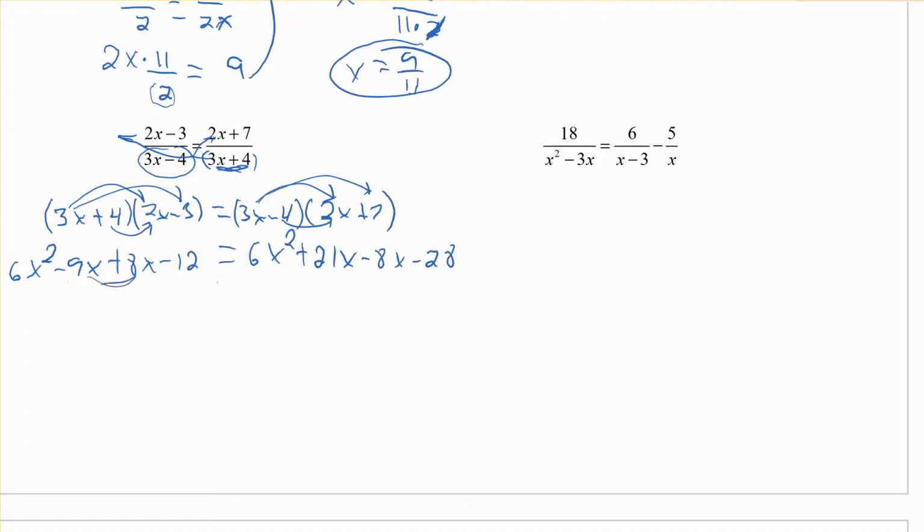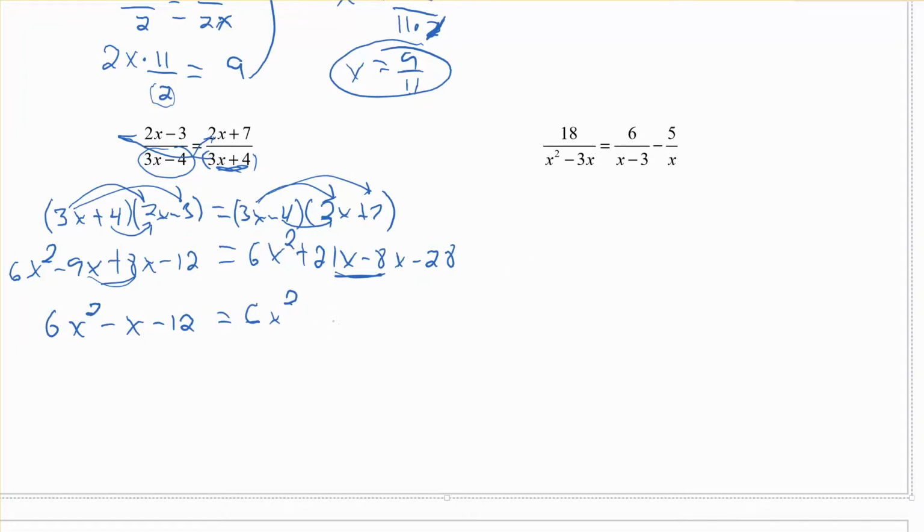All right, so now what we got to do, let's just write this again, but combine these two middle terms too. So combine those and combine those, and then we'll maybe get a better idea of what we're looking at. So I'm just going to write 6x squared, negative 9x, and that's going to be minus x minus 12 is equal to 6x squared, and then 21 minus 8 is 13x. And then minus 28. Okay, now, oh, that should be a 6.